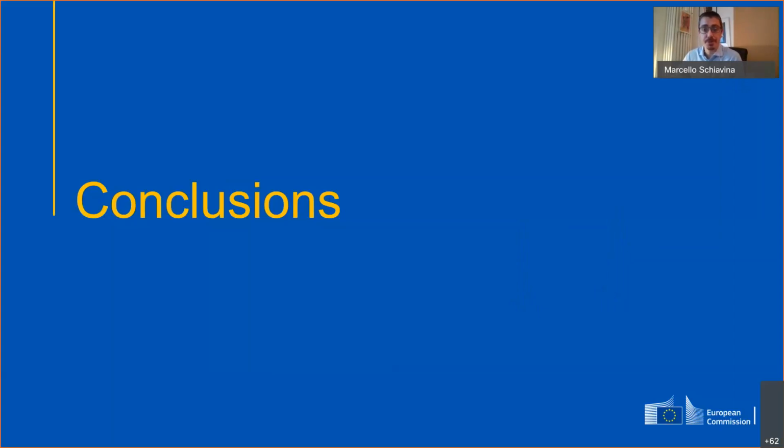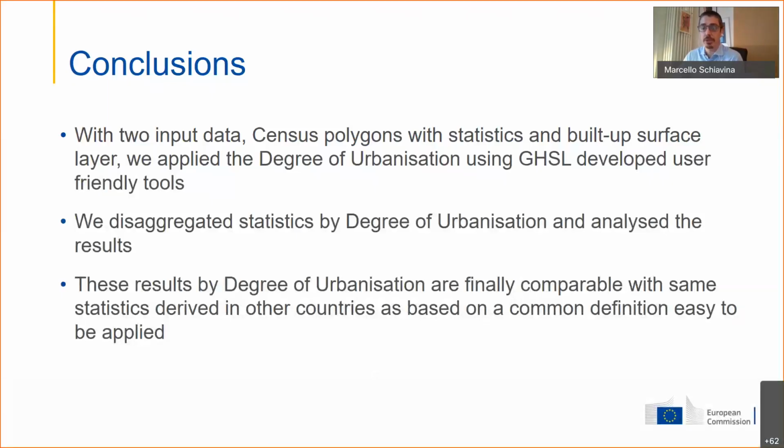So to conclude, we used our GHSL tools with only 2 inputs to disaggregate the census and produce population grid and settlement grid classification easily using the GHSL tools. And we also disaggregated statistics by degree of urbanization. We got a quite close match between the classification of local units based on the national definition and the degree of urbanization. And we saw this gradient between urban and rural access across the variables.